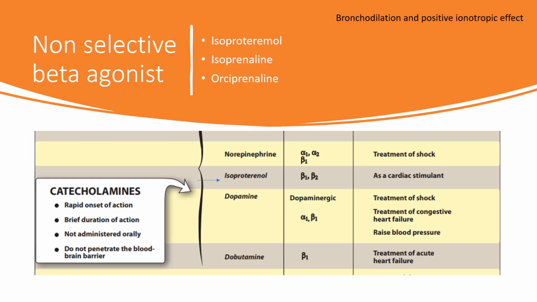Okay, so now we have non-selective beta agonists. These are non-selective, which means that these drugs will bind to beta 1 as well as beta 2. We have isoproterenol, isoprenaline and orciprenaline. Isoproterenol acts as a cardiac stimulant, and it has a bronchodilation and positive inotropic effect.